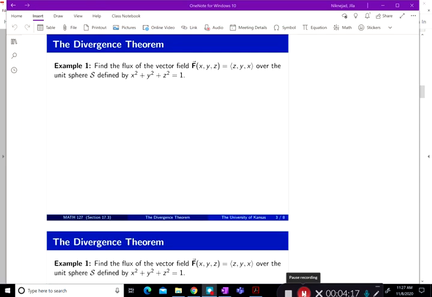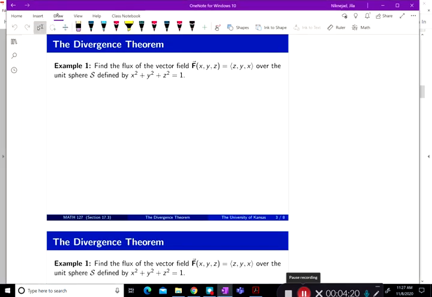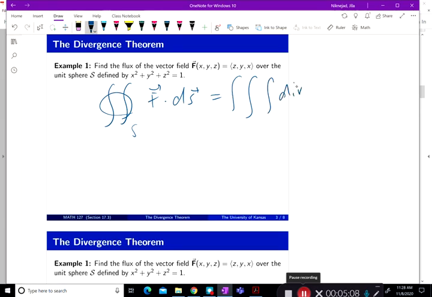So example 1 is asking us to find the flux of the vector field. It's a contour flux because the surface is going to be a closed surface. It contains a solid completely. There are no holes or anything in it. And so find the flux over S, where S is the unit sphere. Because I'm using the divergence theorem, and it's a closed surface, and I'm finding the flux, I'm hoping there's an easier way of doing this by taking the triple integral of the divergence of F.